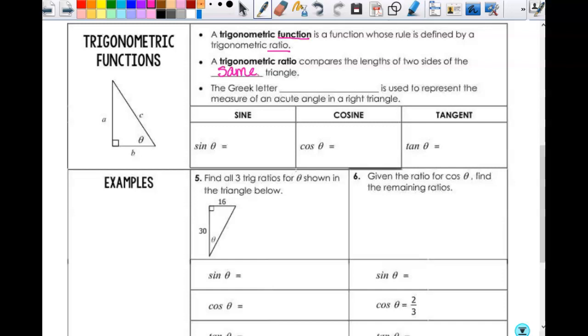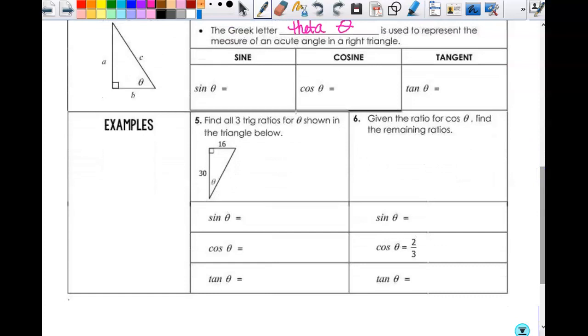And the Greek letter theta, which you should already be familiar with, looks like this. And that is your generic missing angle, just like x is usually your generic missing side. So instead of using x, we're using theta. In order to solve anything with trig, you always want to figure out which angle is your important angle in your right triangle. That would be this one. And then you label your triangle accordingly.